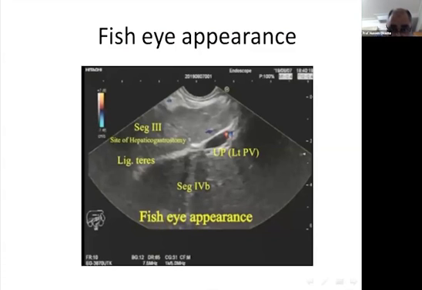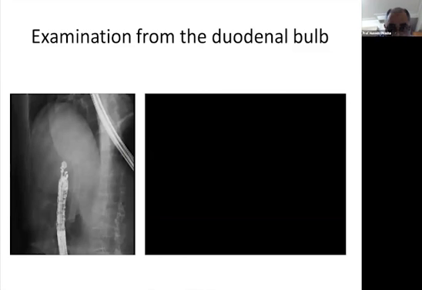Now we examine the liver from the stomach, and you can see beautifully segment 1, caudate lobe, 2, 3, 4 and part of segment 7 and part of segment 8, but we didn't see segment 5 or segment 6, which may harbor many metastases. These two segments and also segments 7 and 8 can be seen from the bulb of the duodenum.